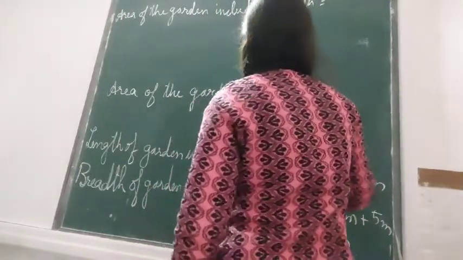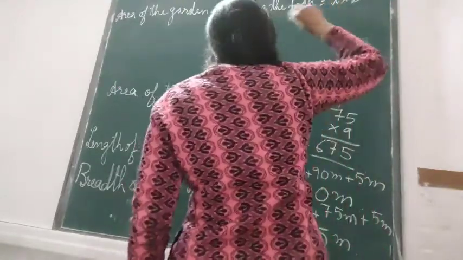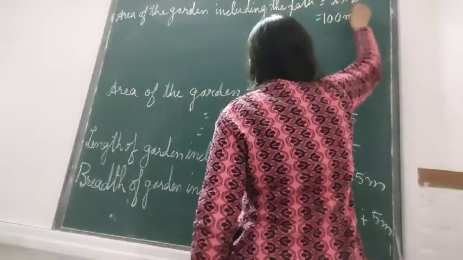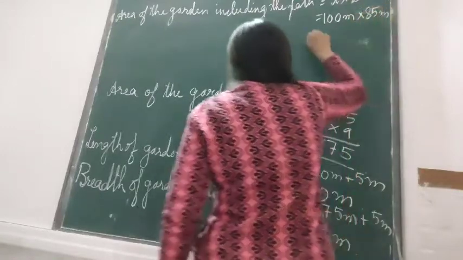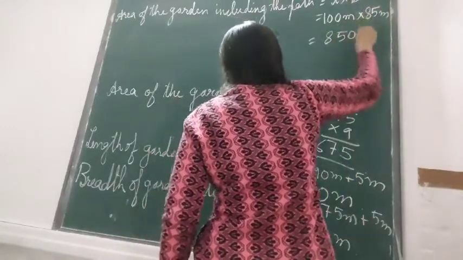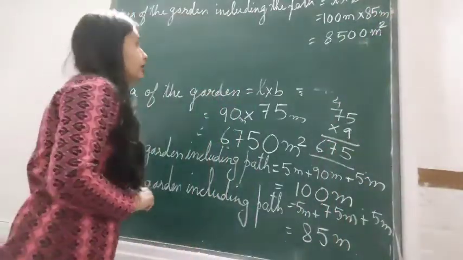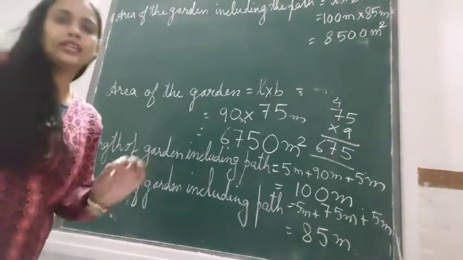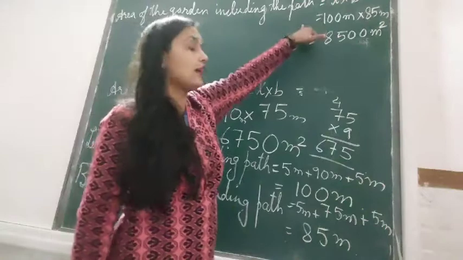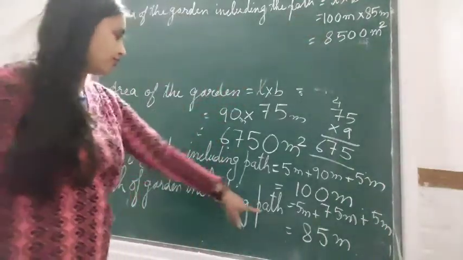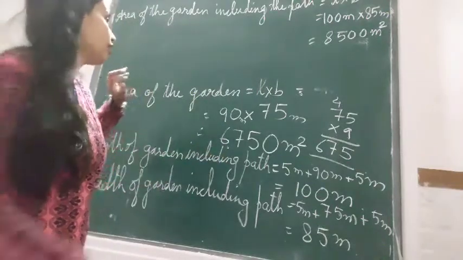Area of the garden including the path, that is new length into breadth. So what is the length? 100 meters into what is the breadth, children? 85 meters. So it gives us 8500 meter square. Okay, and now we have to find only the area of the path. So from the area of garden with the path, we subtract the area of garden. Okay, we'll get the area of the path.